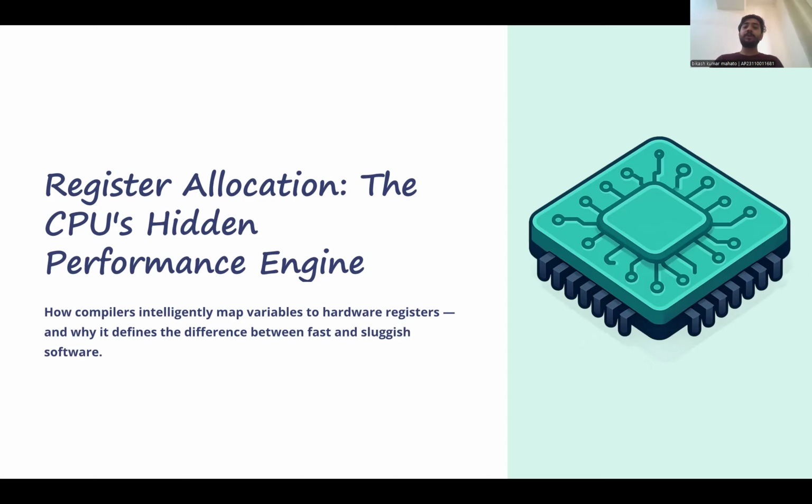Even though users do not see it directly, it works behind the scenes every time a program runs. That is why register allocation is called the hidden performance engine of the CPU.